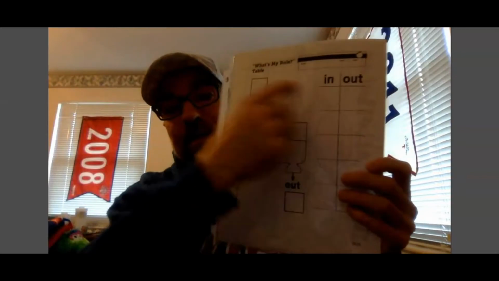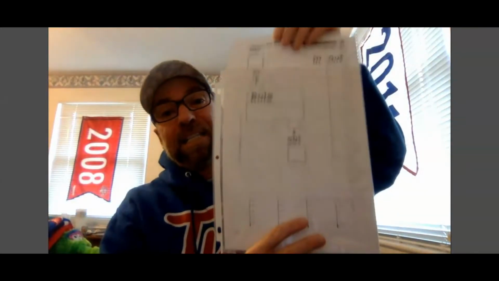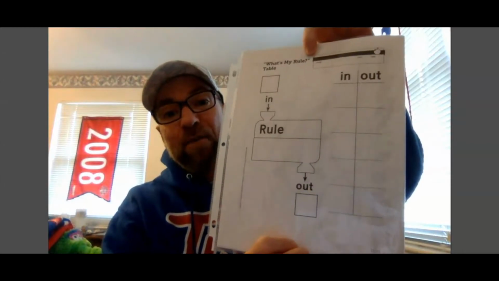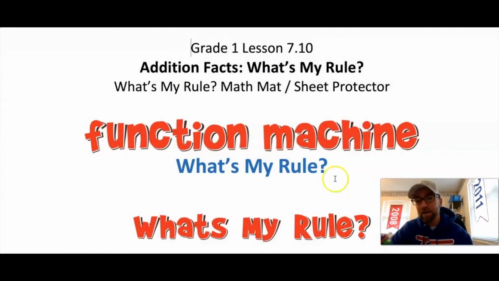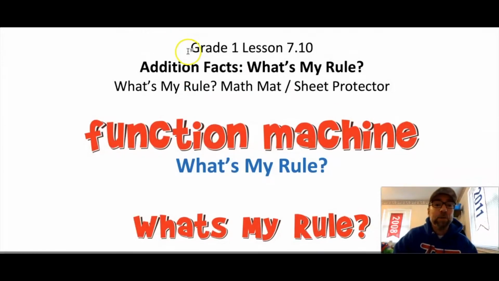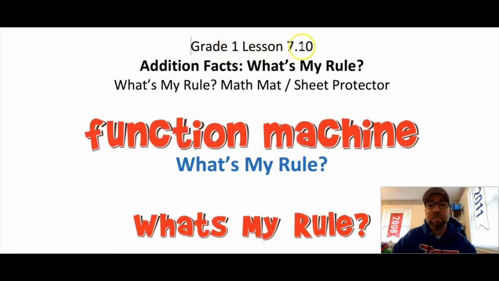Today, we are going to be practicing more with the What's My Rule function machines. So you are going to need your What's My Rule table. Find that math mat, place it inside your sheet protector, get your dry erase marker, and you are going to be all ready for today's math lesson because I am about to shrink myself into the corner. Today, we are going to be doing grade 1, lesson 7.10, addition facts. What's my rule? And you will need your What's My Rule math mat placed inside of your sheet protector.